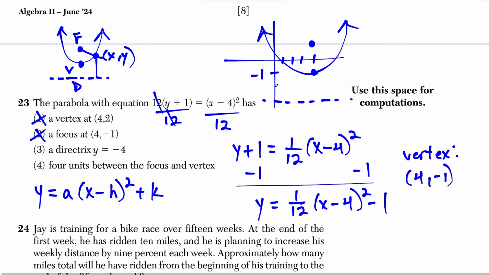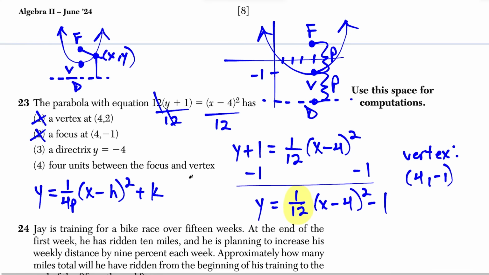The key defining detail is going to be this coefficient here, the 1 over 12. What I think of for focus and directrix questions is I don't call this a, I call this 1 over 4p. And I'll tell you what this means in the context of the graph. So here, this is the vertex, this is the focus, and this is the directrix. The distance from the focus to the vertex is equal to p, and the distance from the vertex to the directrix is also equal to p.